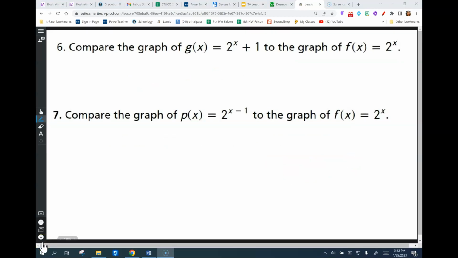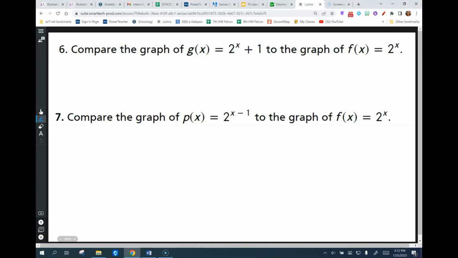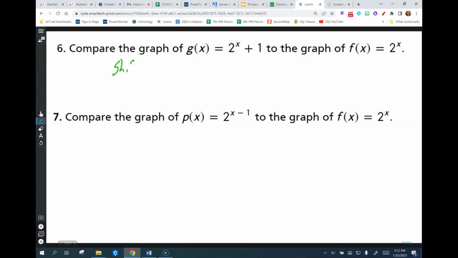So continuing on page 132, it says compare the graph 2 to the x plus 1 to the parent function of 2 to the x. So what does it do? It's going to shift up 1. Okay, so therefore the asymptote is going to shift up 1. And we know the asymptote is usually y equals 0. So now my asymptote is going to be y equals 1. What happens to the y-intercept? It also shifts up 1. So I'm going to take what my current is, 1, plus whatever k is. So my y-intercept is (0, 2), because it's going to shift up 1, and my y-intercept in my parent function is always (0, 1).